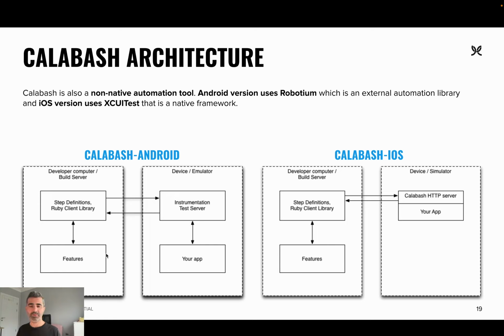All the tests are triggered by the feature file. The feature file has some test cases, and then it triggers the step definition, and the step definition interacts with the instrumentation server that is inside your app, your device, and then the instrumentation server connects with your app to execute the command in the app.